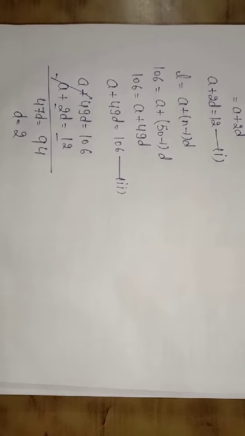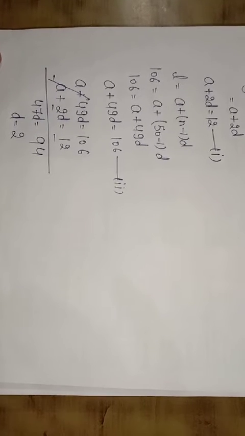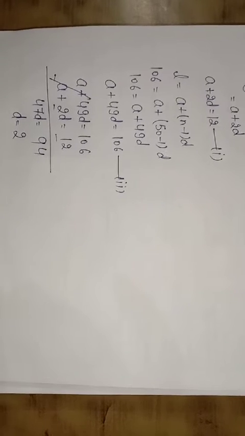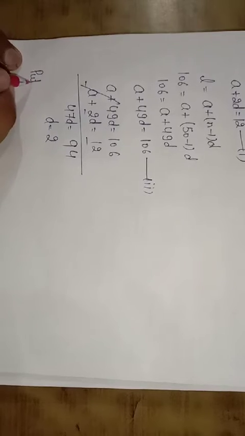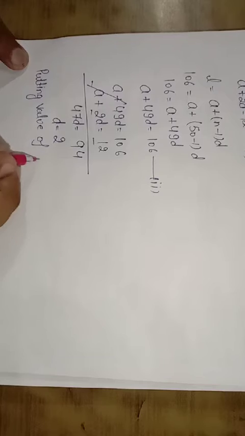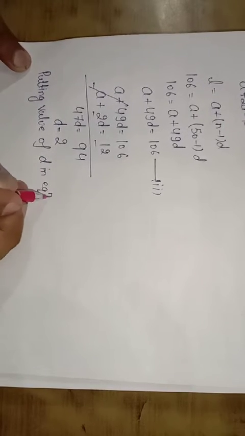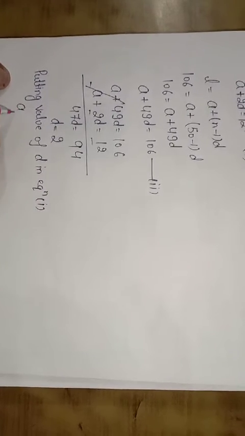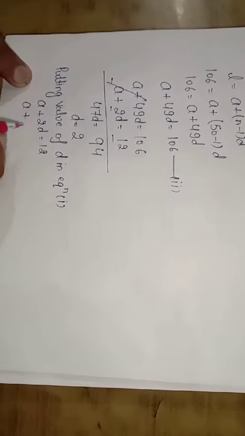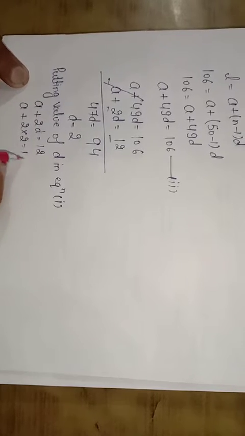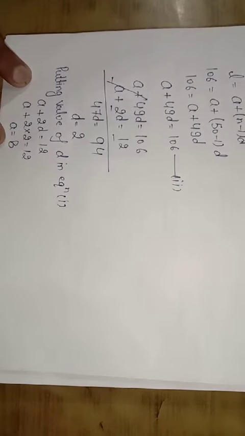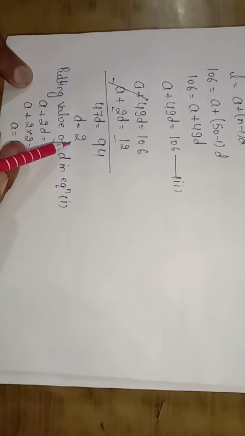Now put the value of D in equation 1 or equation 2. Students, you have to put the value of D in equation 1 or 2. So we put it in equation 1. A plus 2D equals 12. The value of D is 2. So A plus 2 into 2 equals 12, so the value of A is 8. It means the first term of the AP is 8 and the common difference is 2.